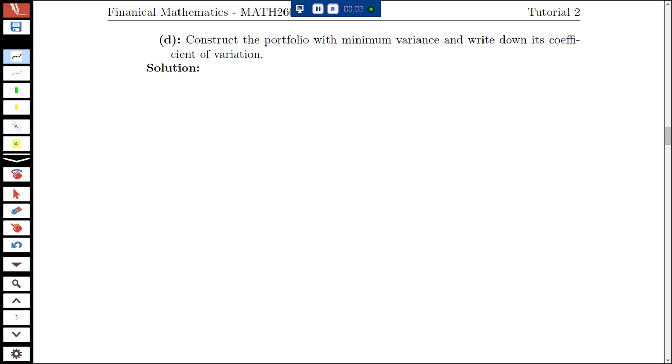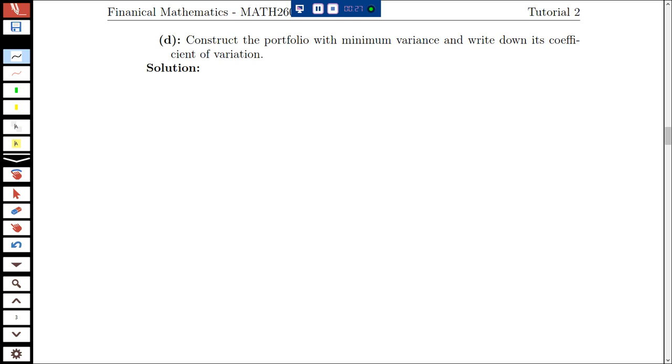Tutorial 2, question 1, part D. Construct the portfolio with minimum variance and write down its coefficient of variation. Okay, so we're looking for some weights in stock A and stock B, which minimizes the portfolio risk.